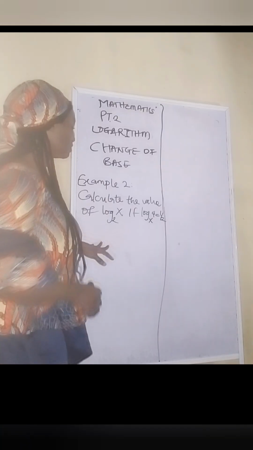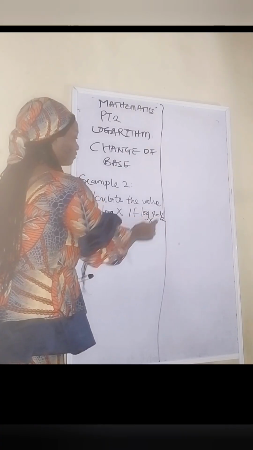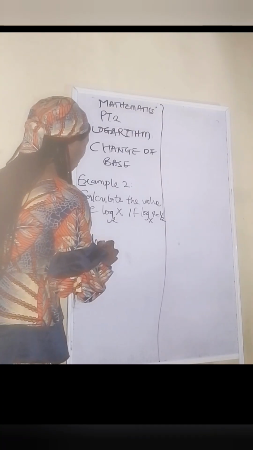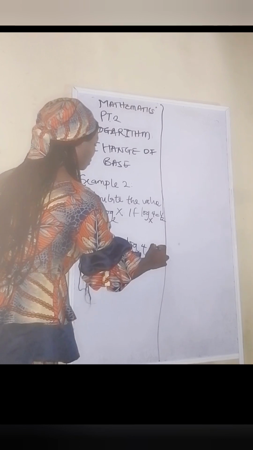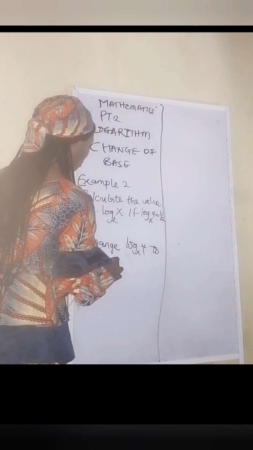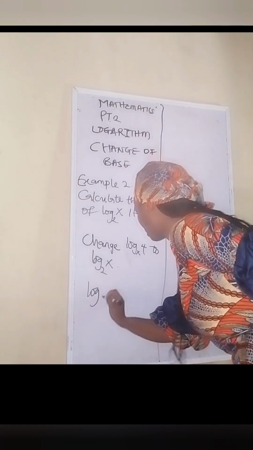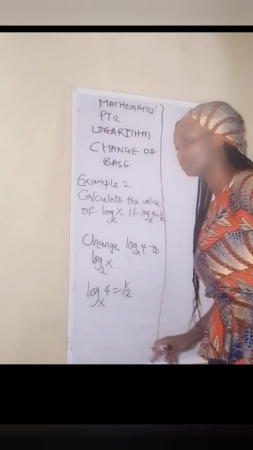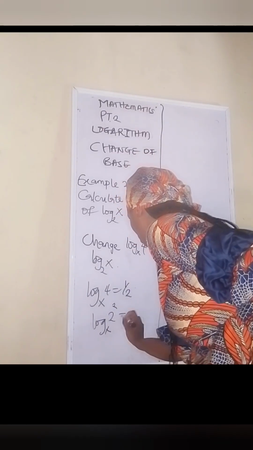So now the first thing is this. We are going to change the base. We are going to change this log 4 base x to log x base 2. Do you understand? So now, see how we're going to do it. Let's go with this first. We are given log 4 base x to be 1 over 2, right? So now let's change this 4 to 2 raised to the power 2. So we have log 2 raised to the power 2 base x equals half.